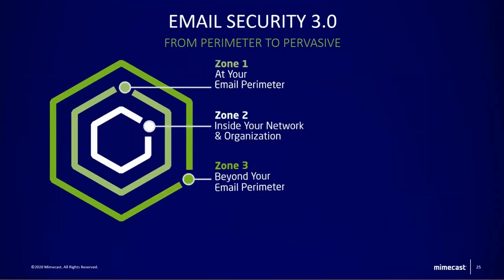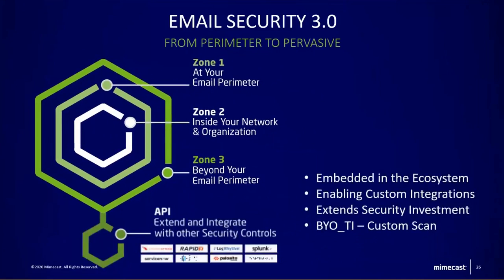And then finally, I think very importantly as well, is our API allows you to extend and integrate your email security with other security controls as well. And what we have to remember, as we discussed a bit earlier, I think on the second or third slide, was email is the biggest attack vector. And because email is the biggest attack vector, it does provide you with a huge amount of telemetry, which you can embed into your ecosystem.